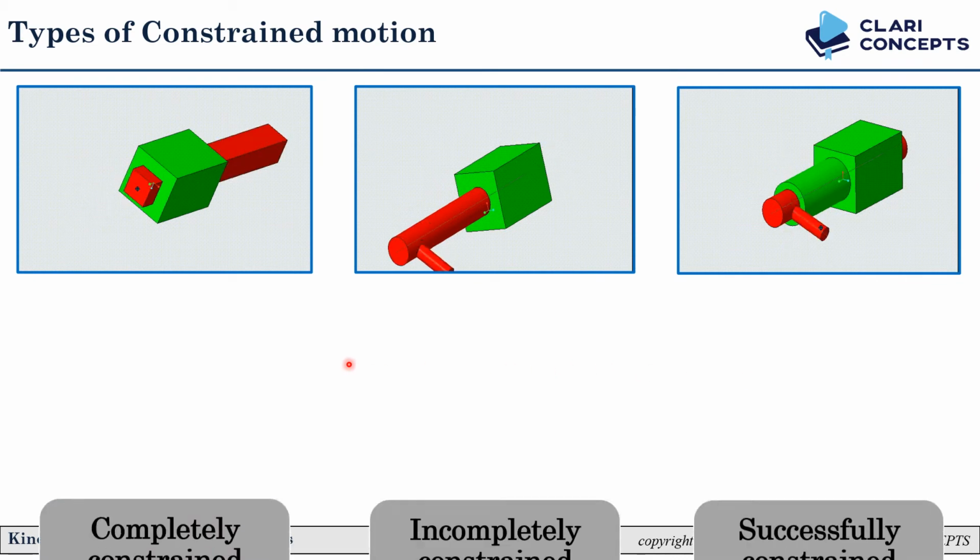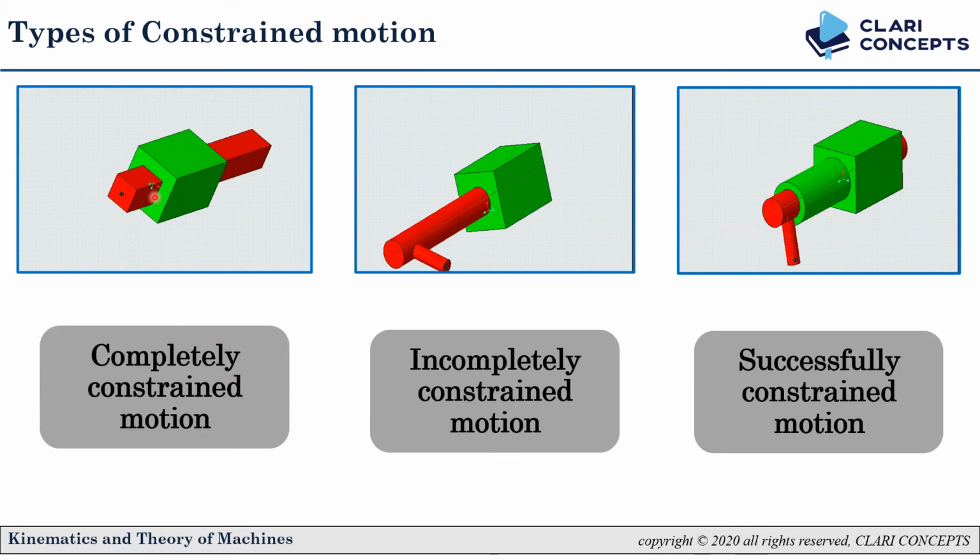Now altogether, this was to summarize completely constrained motion. That means only one motion is possible and it is independent of direction of force. In the second example, incompletely constrained motion, that means it is now dependent on the direction of force. Like if you want to rotate it, it will rotate. If you want to slide it, it will slide. If you want to do both, it will do both, right?